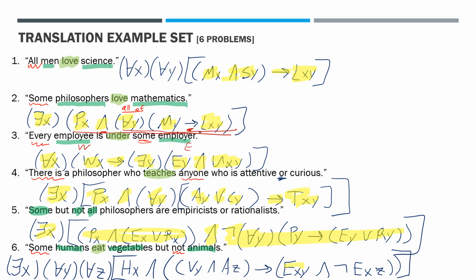Notice that here we have x eats y, and it's not the case that x eats z. Of course, z is for animals. It's being related to animals, right? And y is to vegetables. So there exists some x such that for all y, for all z, x is a human, and if y is a vegetable and z is an animal, then x eats y, and it's not the case that x eats z.